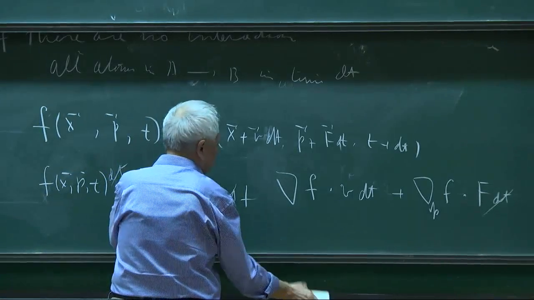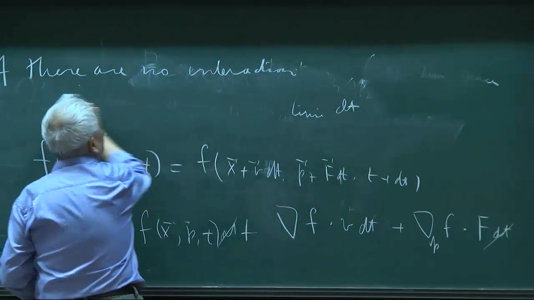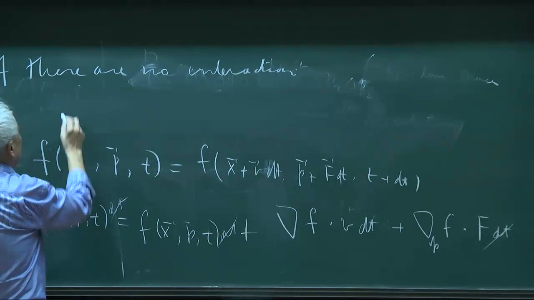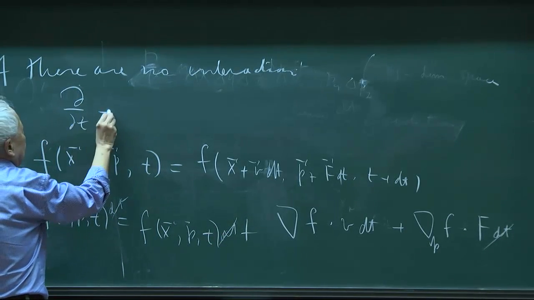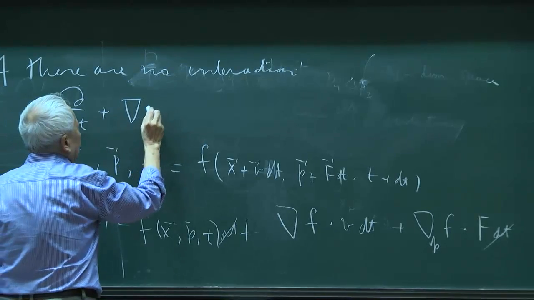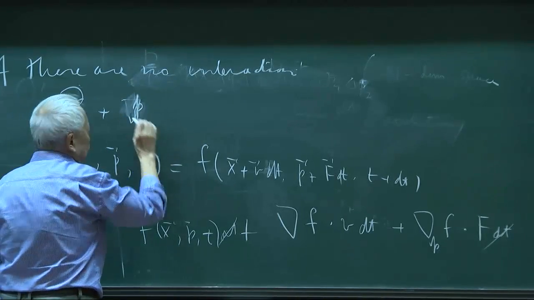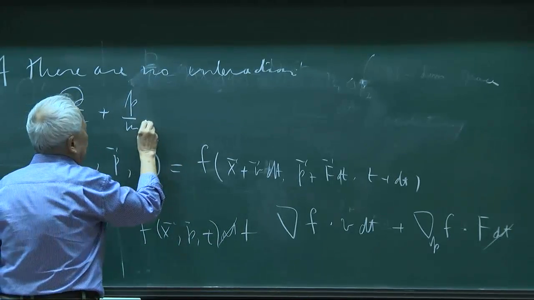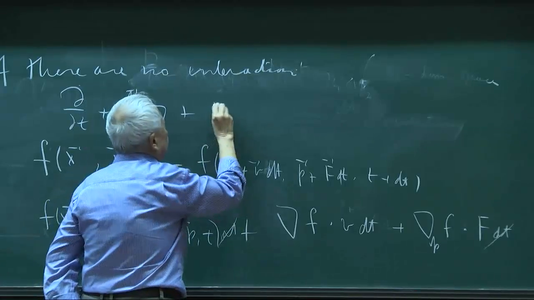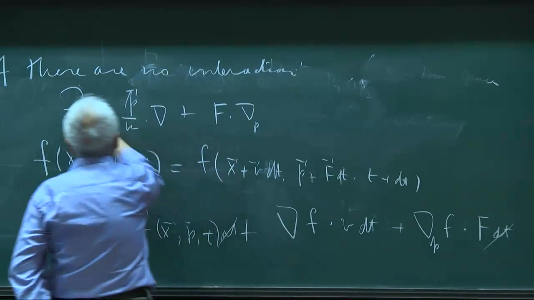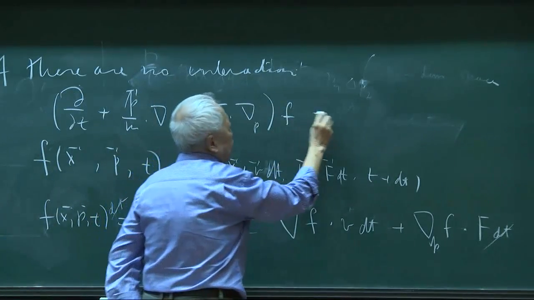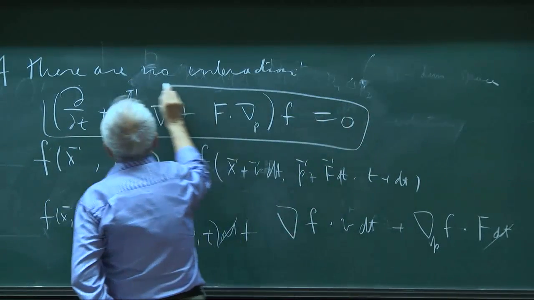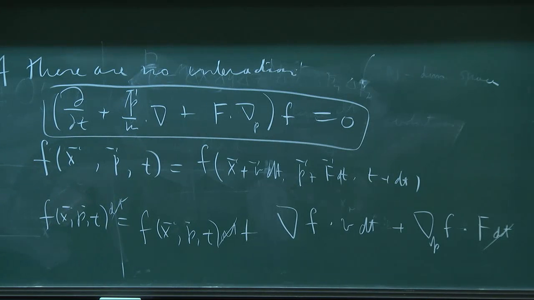can I just write above? If there are no collisions, then you have these two cancel. So you just have d/dt plus p over m, which is the velocity, dot gradient with respect to x, plus F dot gradient with respect to p, of f is equal to 0. This is the equation of motion for f if there are no interactions.